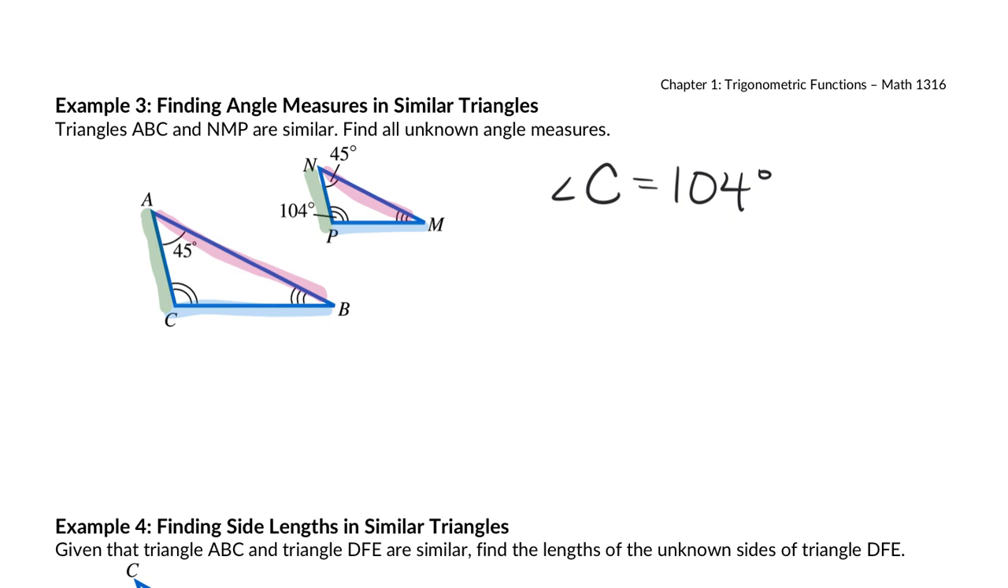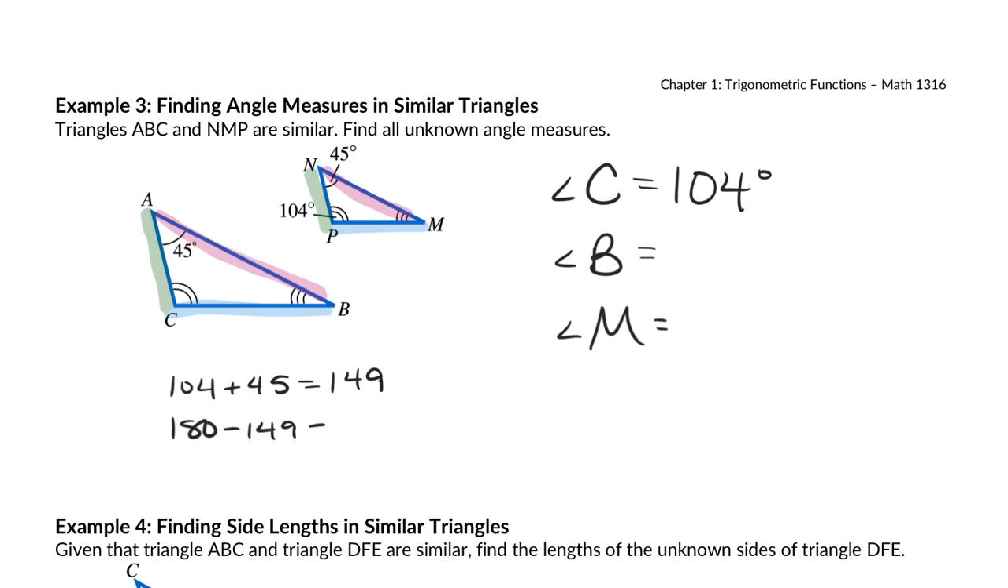All that's left that's unknown is angle B and angle M. How can we figure out what angle B and angle M are? Add 104 and 45, so 104 plus 45 is 149. And then what? Subtract it from 180. 180 minus 149 is equal to 31. Which means angle M is 31 degrees. And angle B is 31 degrees because those are corresponding angles in the triangle. They are marked to be congruent.